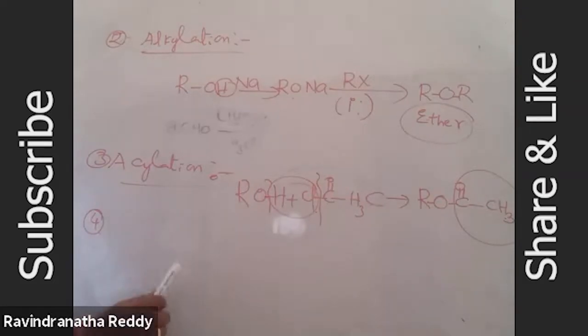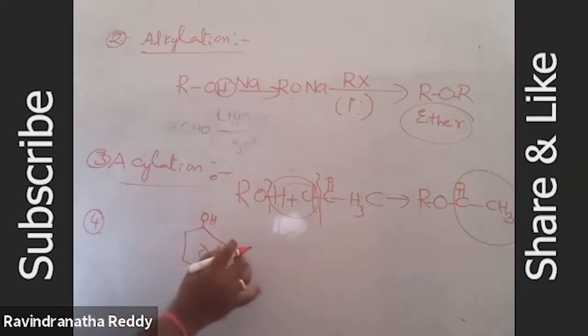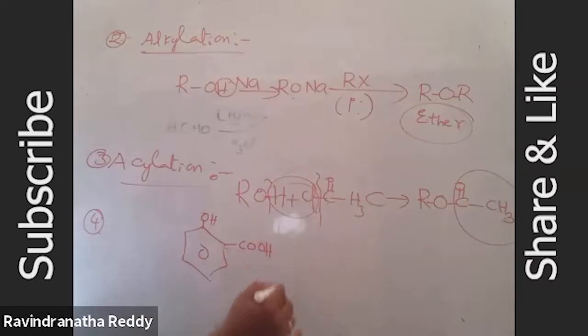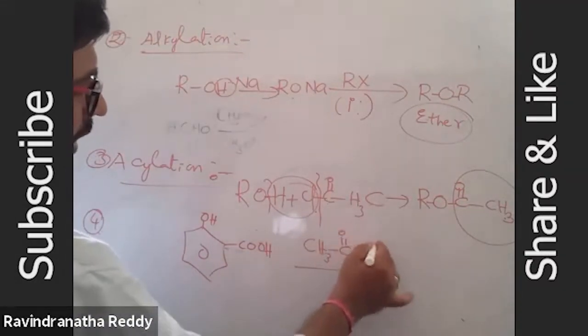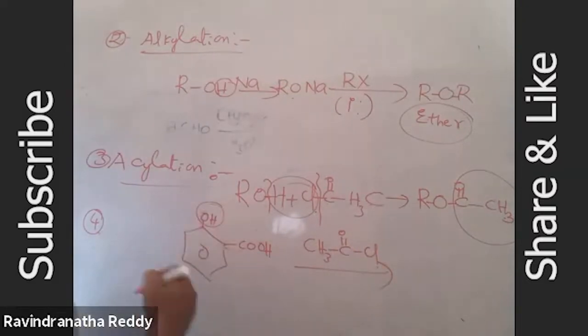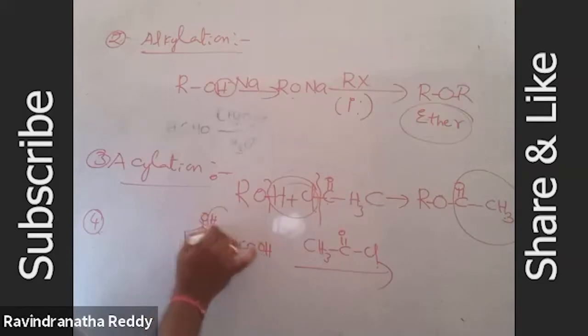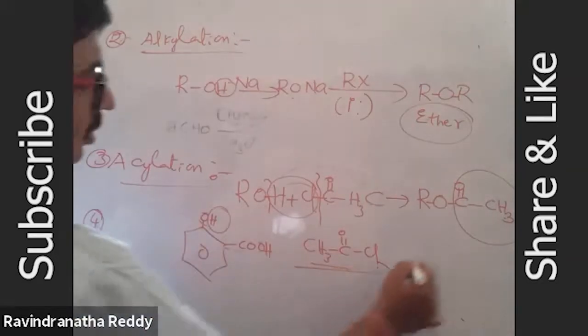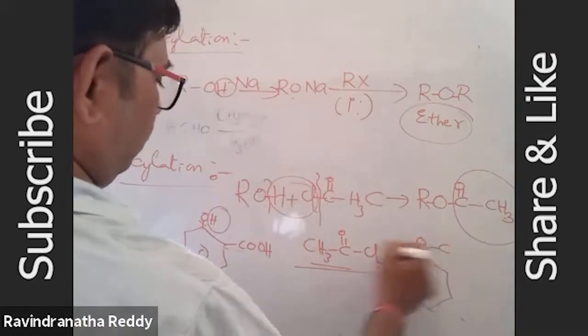Based on this, an application: you can prepare acetyl salicylic acid. Suppose you take salicylic acid, with COOH, and acetyl chloride. We have to do acylation at the OH place. So at the OH place, the hydrogen is replaced by the COCH3 group.